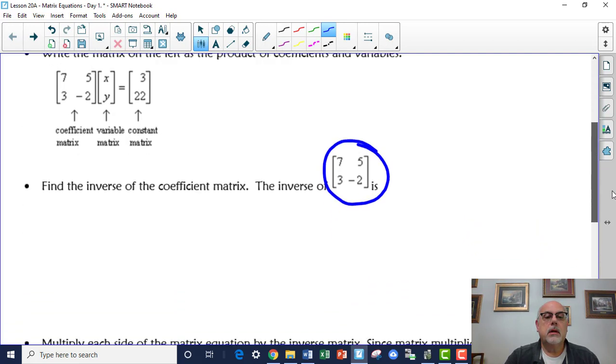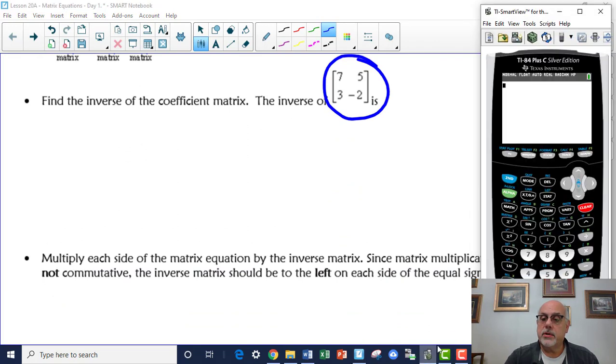All right. So let's put that in the calculator because we have to find the inverse of it. Second, matrix A, we're going to edit. It's a 2 by 2. And the elements 7, 5, 3, and -2. So we have our matrix of the coefficients.